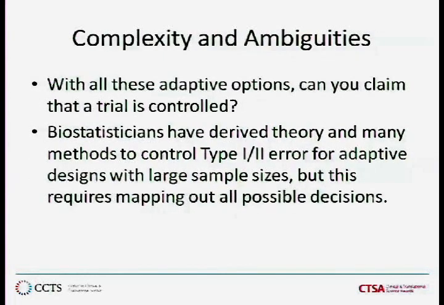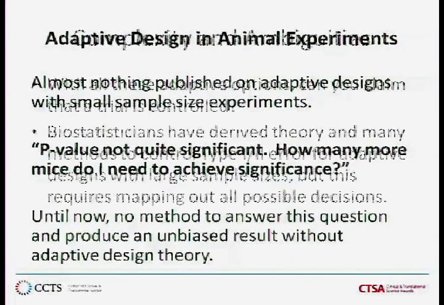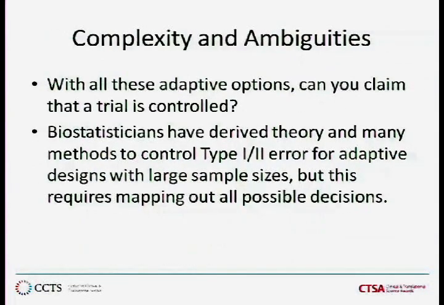So with all these adaptive options, the question is, can you still claim that the trial is controlled the way we think about the standard confirmatory randomized controlled trial? Now, if we have adaptive trials, can you say that they're sufficiently controlled to be as conclusive as the fixed non-adaptive trial? Biostatisticians have been looking at this, and what they essentially say is that the only way to really do this is to map out all the possible decisions ahead of time, which is fairly complex, and then take that into account, make sure that once you know what those decisions might be, you can still control type 1 and type 2 error adequately.